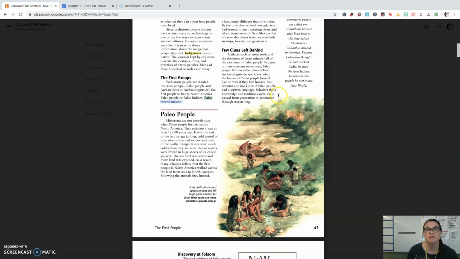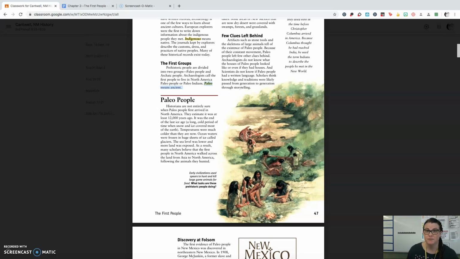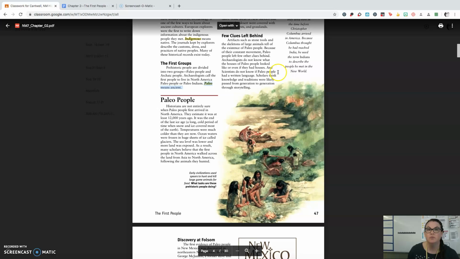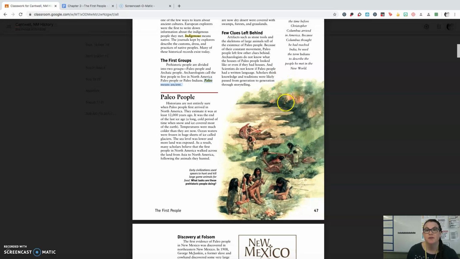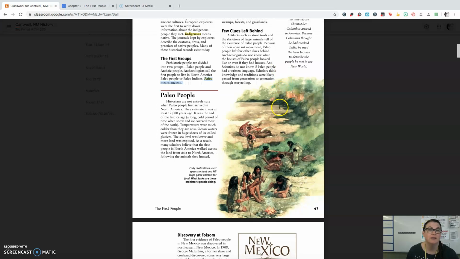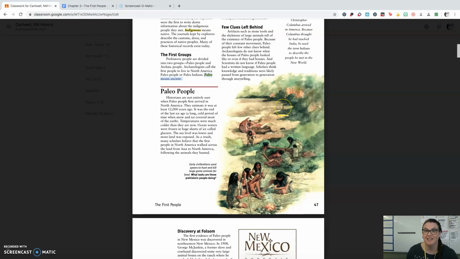Artifacts such as stone tools and skeletons of large animals tell of the existence of the Paleo people. Because they constantly moved around, remember, Paleo people were nomadic. They moved with the food. Archaeologists are not sure what their homes looked like, and they're unsure if they had a written language because they moved around. There isn't really a place to study and excavate.